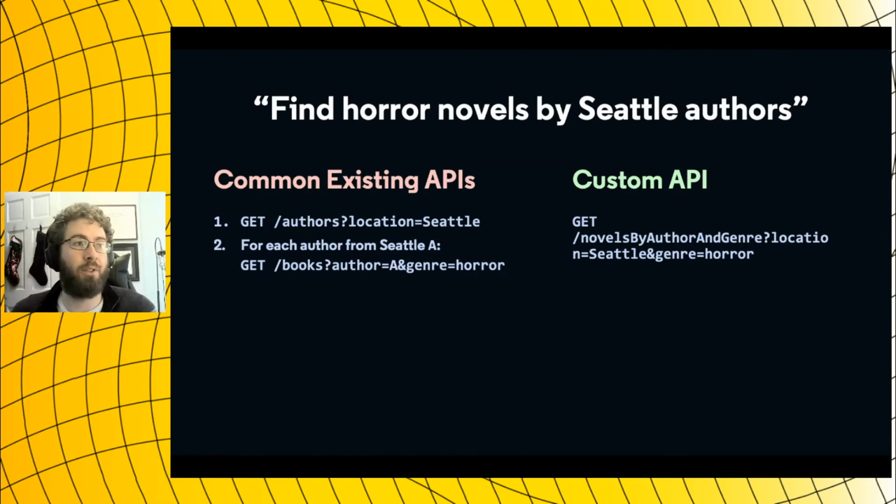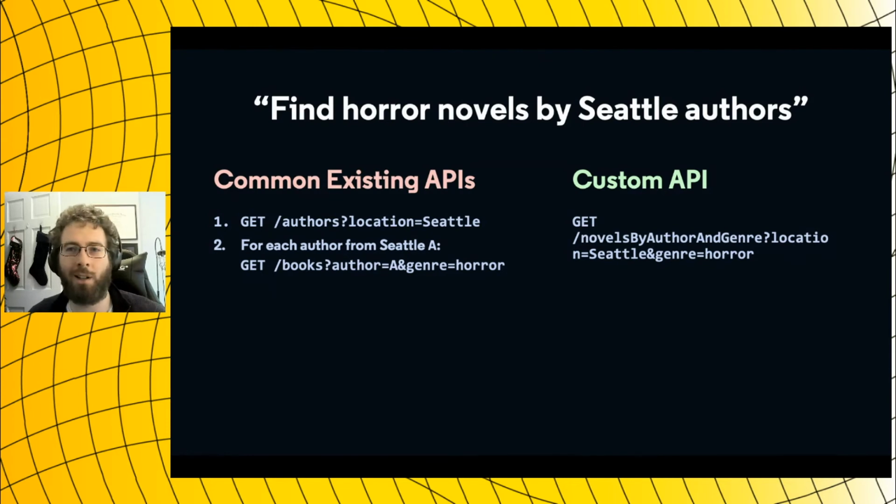You might have to get the books where the author is that author, and then the genre is horror. So that could be 2 requests if there's 1 author. That could be a whole bunch of requests otherwise. And then maybe you have a little more control over this. Maybe you can say, I'm not sending 50 bajillion requests from the client. I'll just write a custom API where we can say novels by author and genre, and then have the request send in all this stuff.